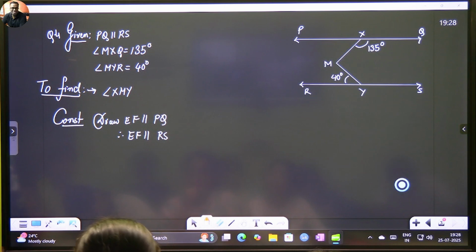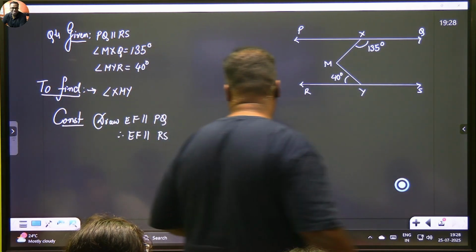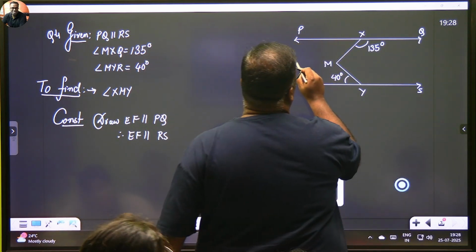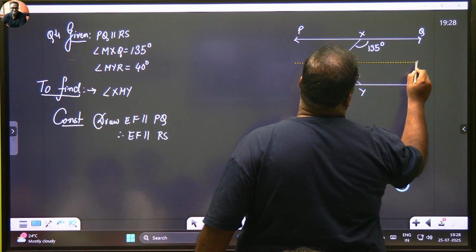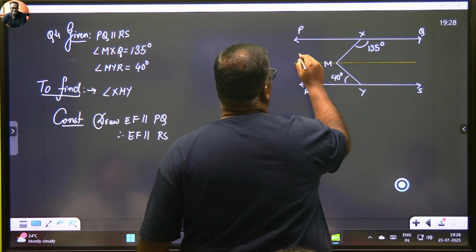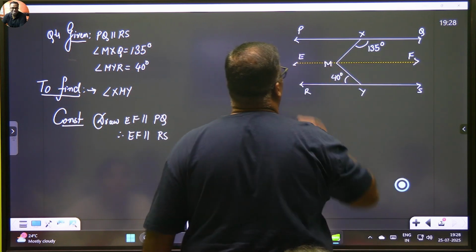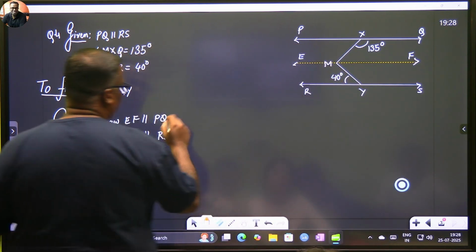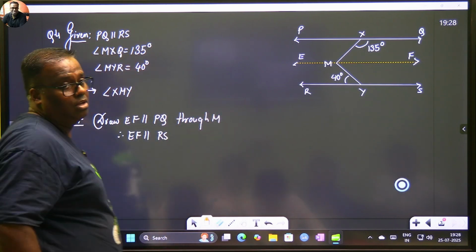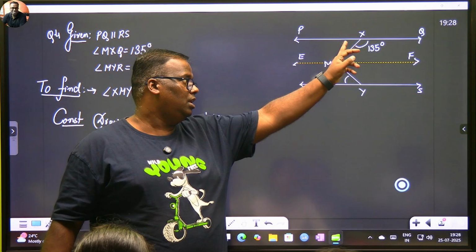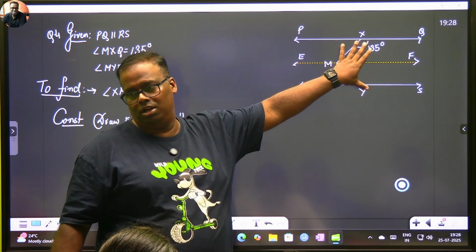Now, did you understand why I wrote this statement? We are drawing a line EF. So let me draw a line EF. We are drawing EF parallel to PQ. So this is my line, say EF. This is construction. Draw line EF parallel to PQ through M. Now look, we are using that theorem. If this line is parallel to this line, then this line has to be parallel to this because these two are parallel to each other.